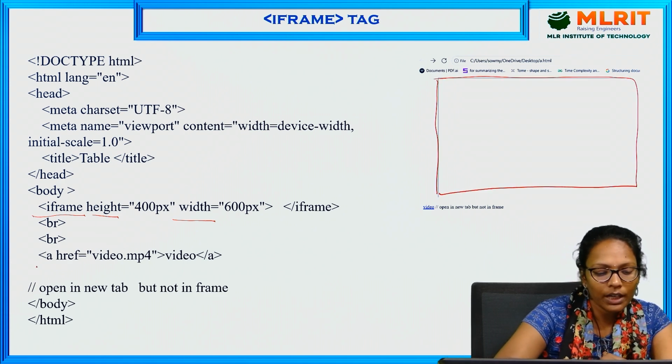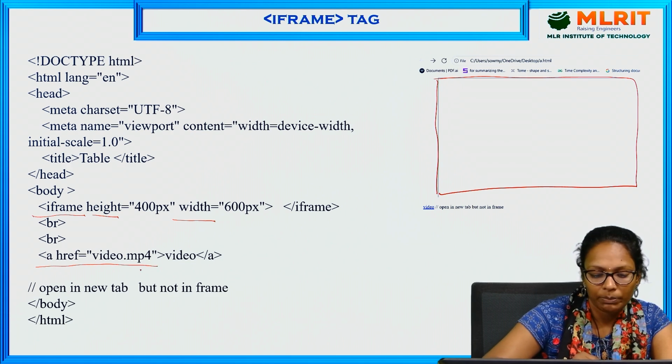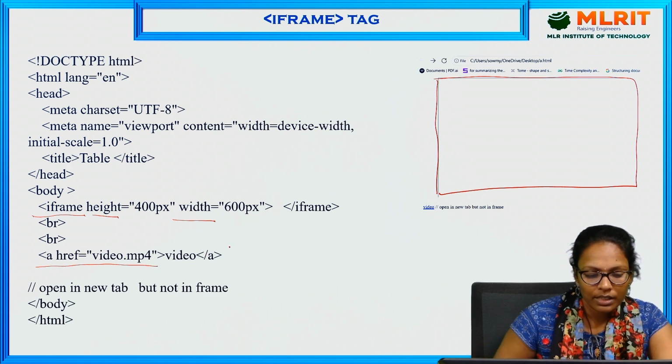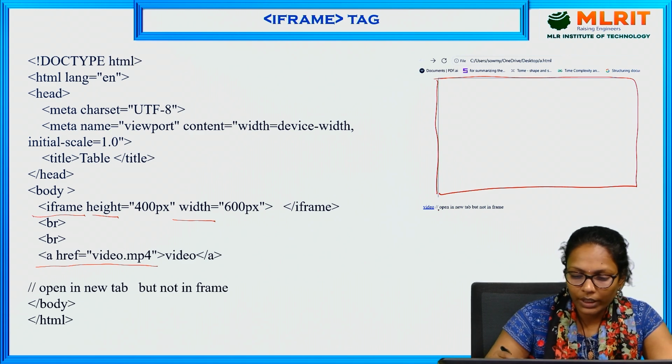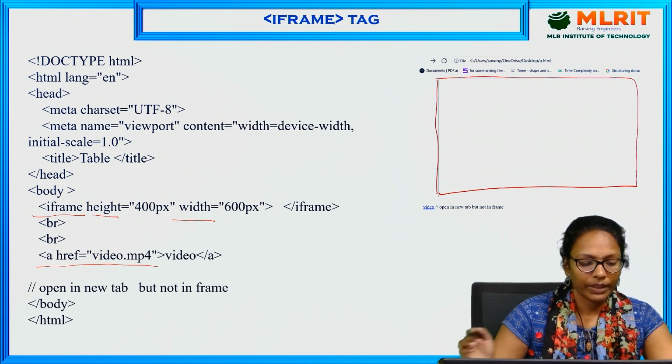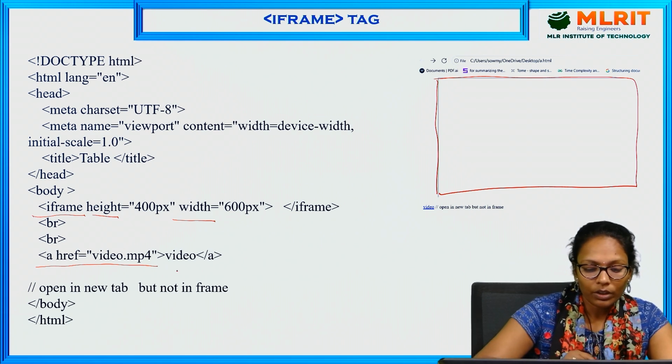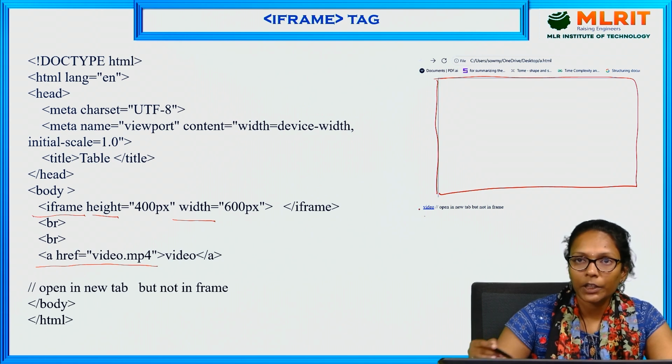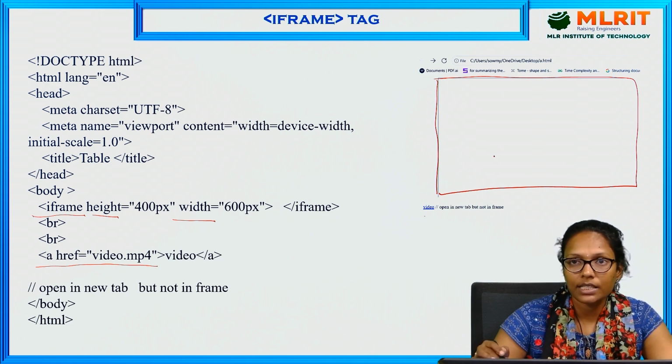And after that, I'm creating a hyperlink. So a href is equal to video.mp4. I'm just giving it like this. So here, if you click on this hyperlink, the video.mp4 file will be opened inside this frame, right? If you click on this hyperlink, a video will be played inside this frame.